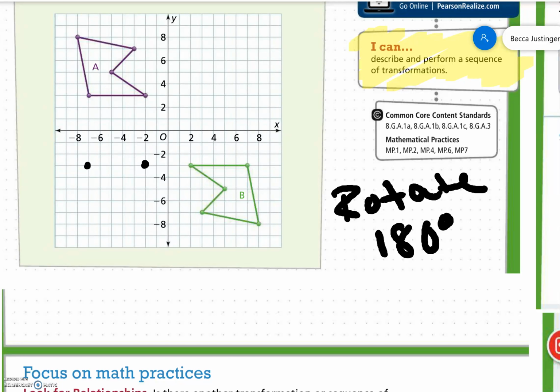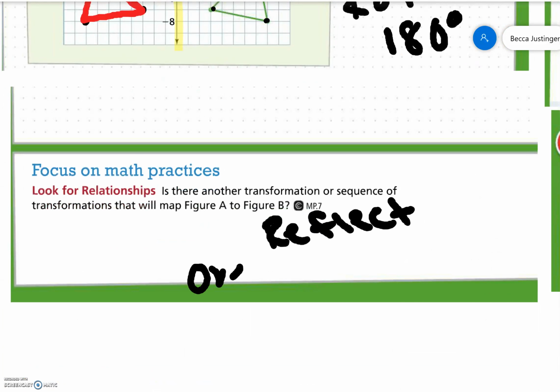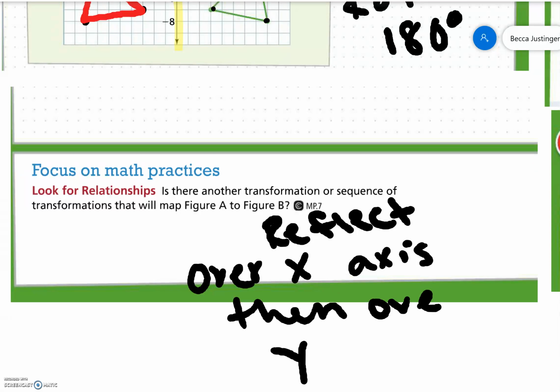I'm just moving the same amount away in each direction. So here it would be reflected over the x-axis. Well, if you notice, if we were to reflect it over the y-axis after that, it would line directly up on B. So we could reflect over the x-axis, then over the y-axis.